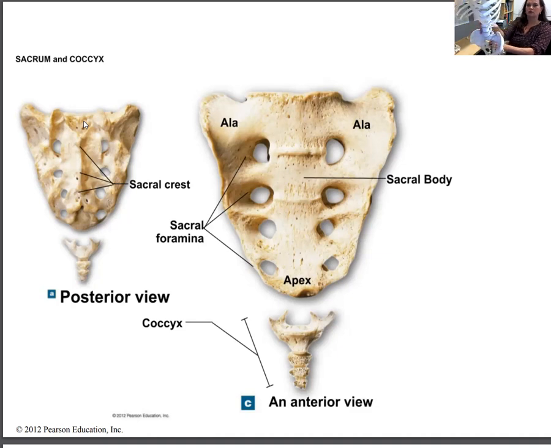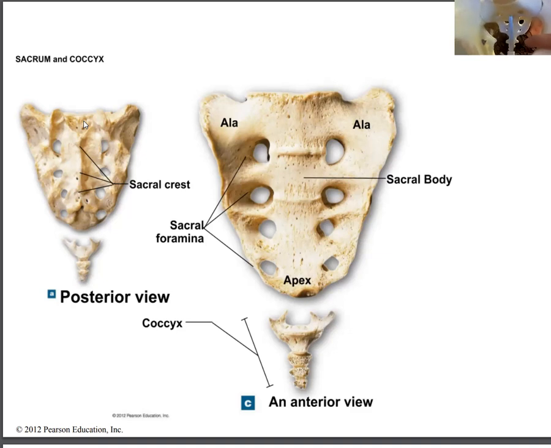Then when you flip him around, I'm going to move my camera so that you can get a good viewpoint. Okay, when you flip him around, these little inside wings right here and here, those wings are called the ala, A-L-A, the ala. Then all of this down the middle would be your sacral body. You can't see it very well because of the post in my skeleton here. And then each of these holes is your sacral foramina. Then up here, the broad area is going to be the base. And the pointy bottom here is going to be the apex.